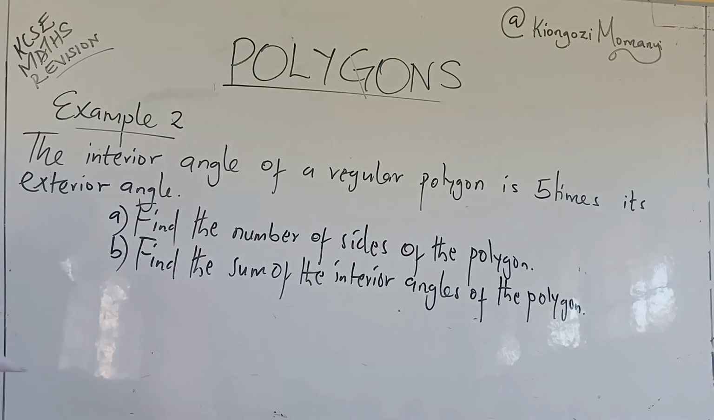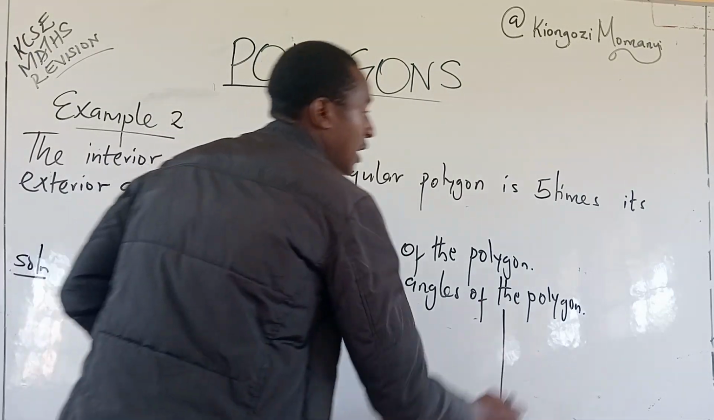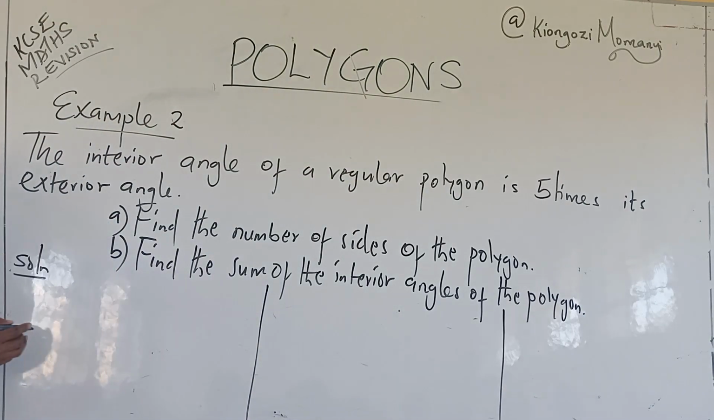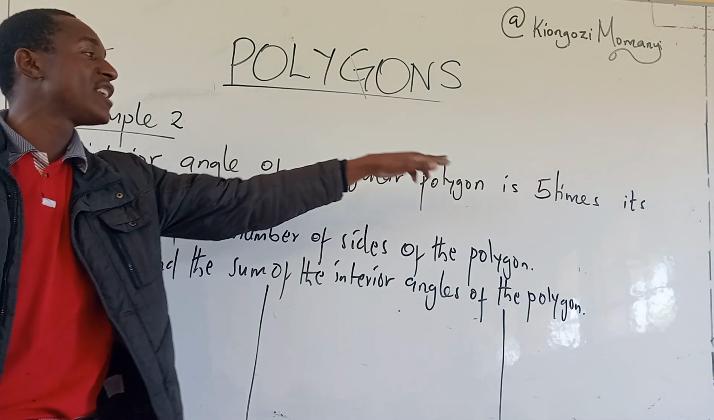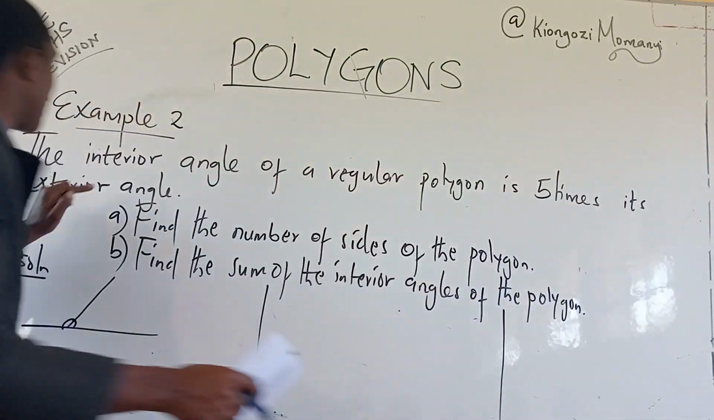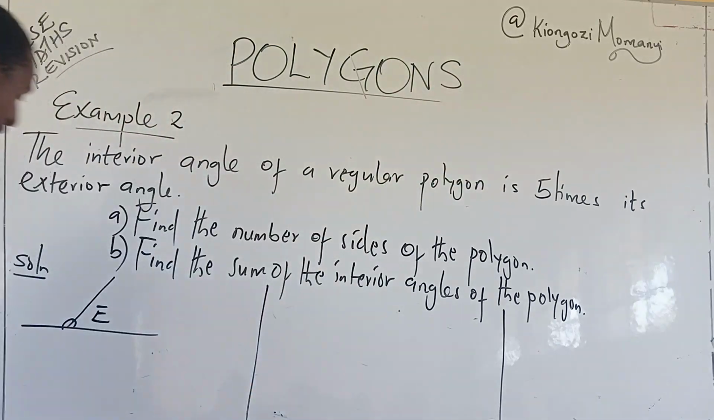Very easy question there. So we first of all draw the line. Solution. I have already taught you that the first thing is you draw a straight line, and then you divide that line into two angles. So we have the bigger angle, which is the interior, and the smaller angle, which is the exterior. Now read. The interior angle of a regular polygon is 5 times its exterior. Now let the exterior be E. So the interior shall be 5 times E.